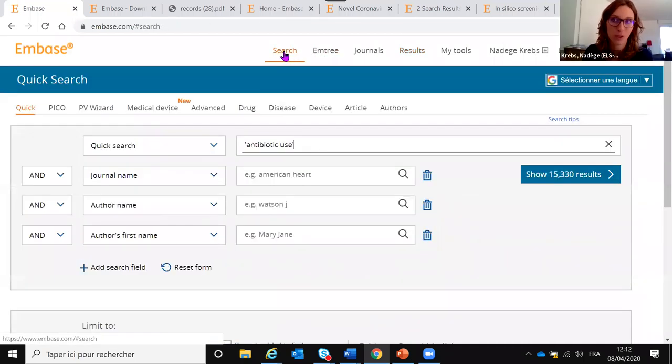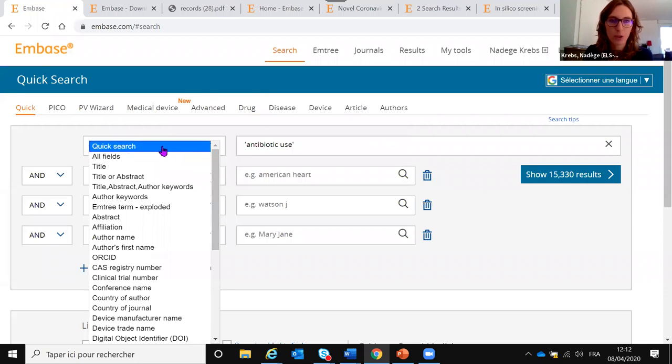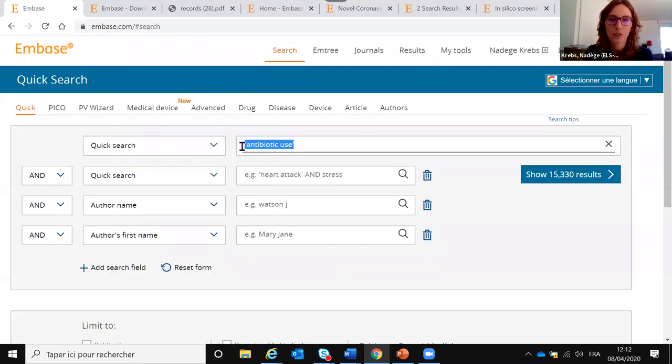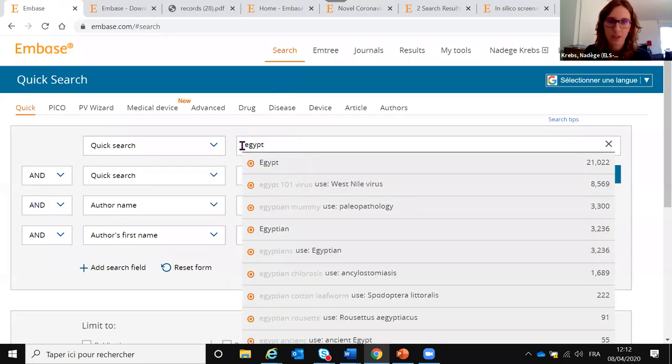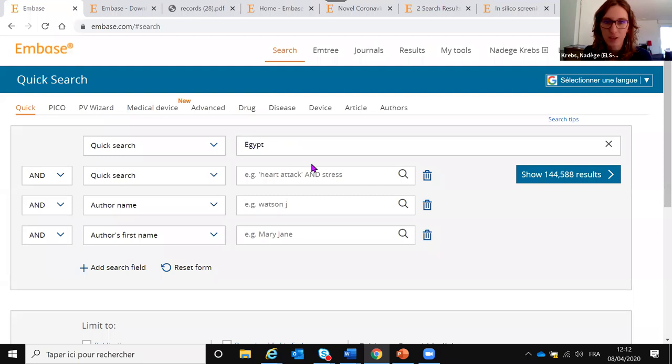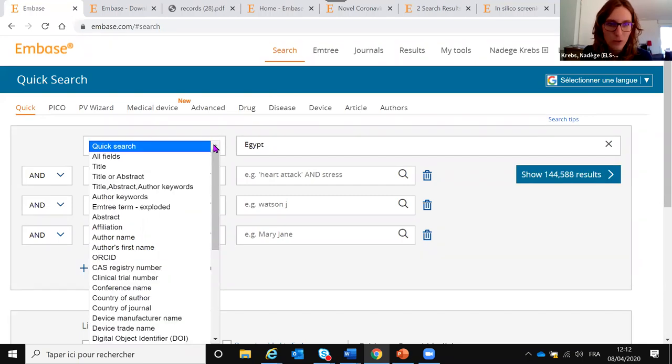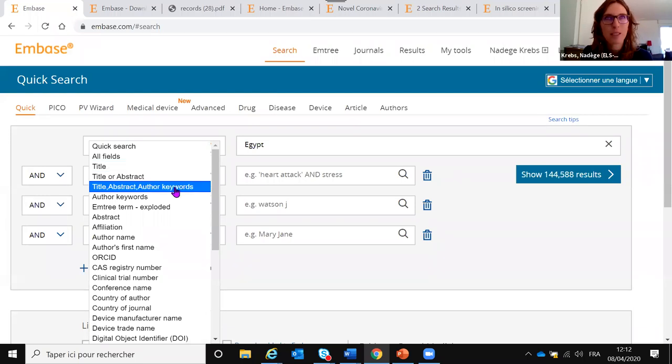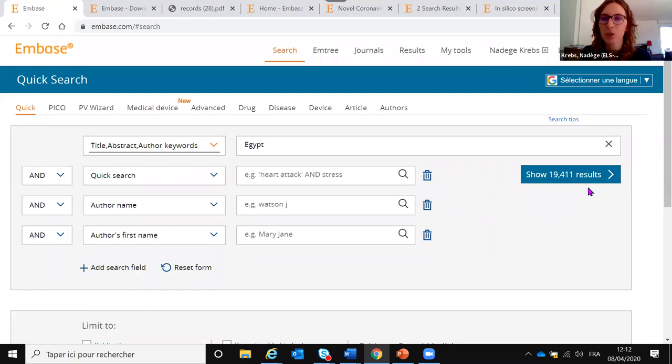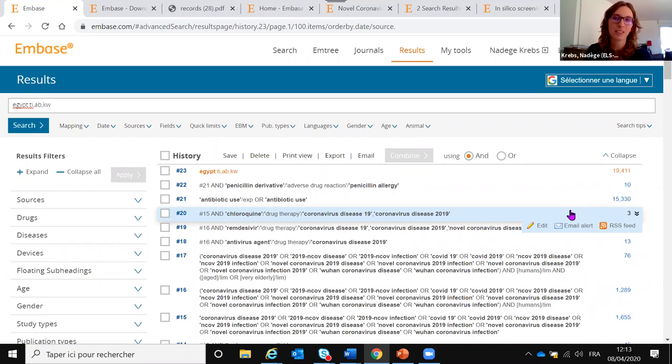I go to search because I want to add a search term. And I can go actually here, just in quick search, I will just put Egypt. So it tells me Egypt, yes, it does exist. And I want to search it in title, abstract, and author keywords, because that makes more sense. They will probably be articles that mention something in Egypt. So I'll do this in title, abstract, and keywords, Egypt. And I have 19,411 results.